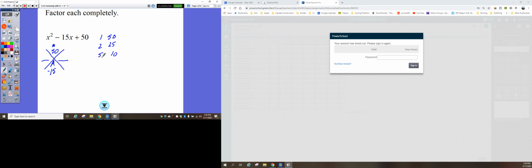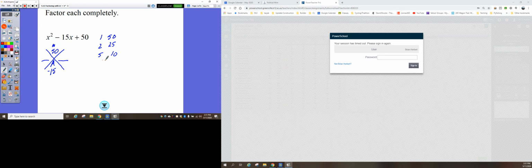I'm going to say, okay, well, if I multiply 1 times 50, do I get 50? Yes. 1 plus 50, do I get 15? No. And so we can see here that 2 and 25 isn't going to give me a 15, but a 5 and a 10 will give me a 50, or a 15. So they have to add to a negative 15 and multiply to a positive 50. Well, 5 times positive 10 is going to give me 50. 5 plus 10 is just going to give me 15, not negative 15.